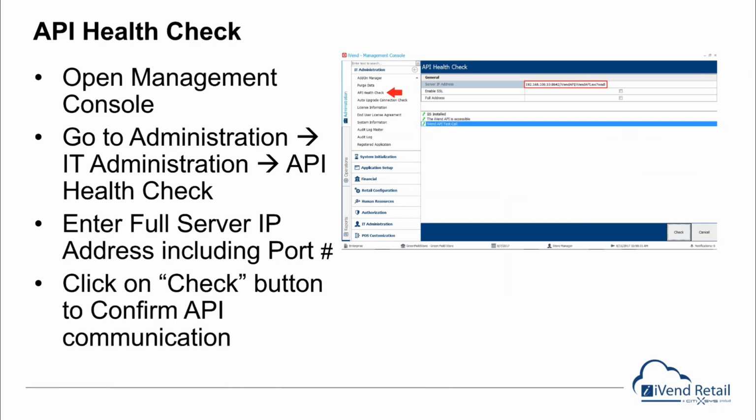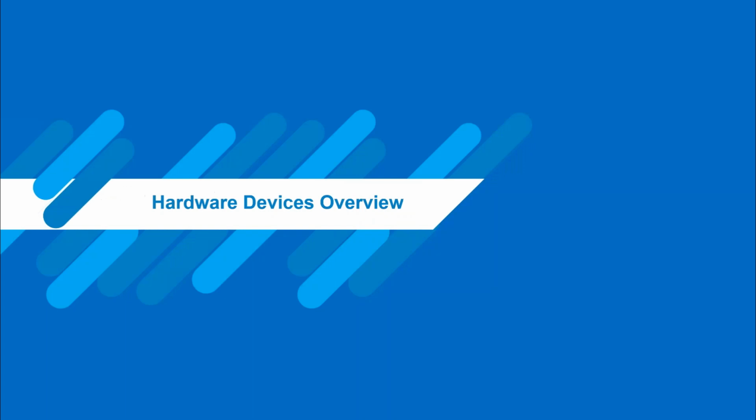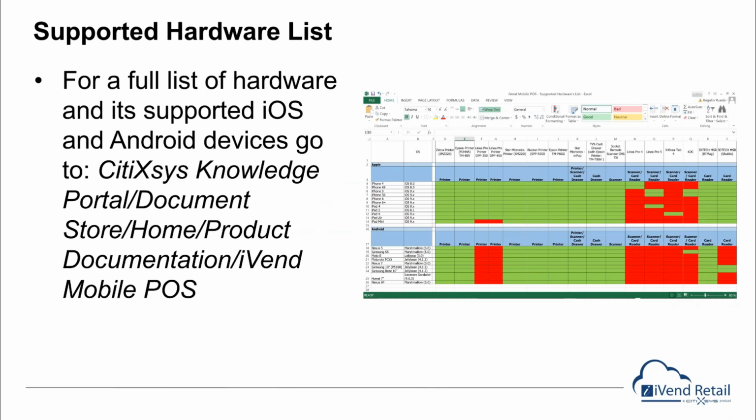And then once you are ready to go, you go to your management console. You open the management console and go to your administration, IT administration, API health check. And then you enter the full server IP address, including the port number. And you just click on the check button to check for the API health check. You have to make sure that you get a successful result. We're going to do that in a little while on the actual device.